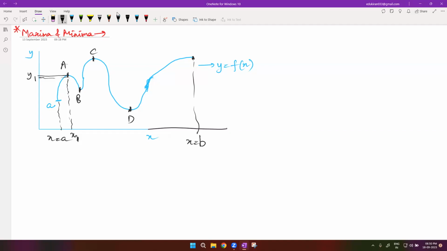So this point can be called a local maxima, a point which gives you the highest y value in the neighborhood of itself. A point which gives you the highest y value or highest output in its neighborhood is known as a local maxima or point of maxima, right? Similarly, you can see this point B, or this point D. So first of all, what are these points called, A, B, C, and D? These points are known as extreme points.